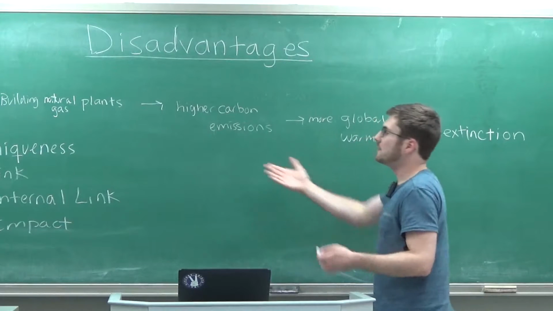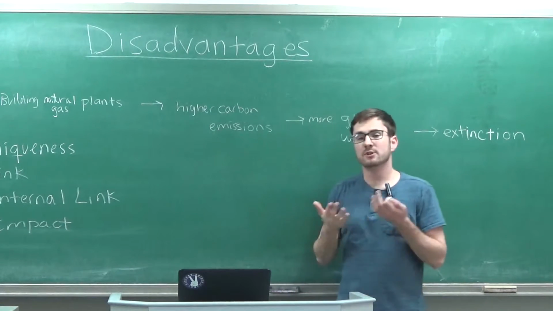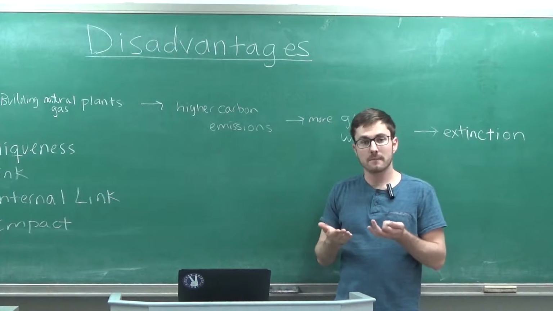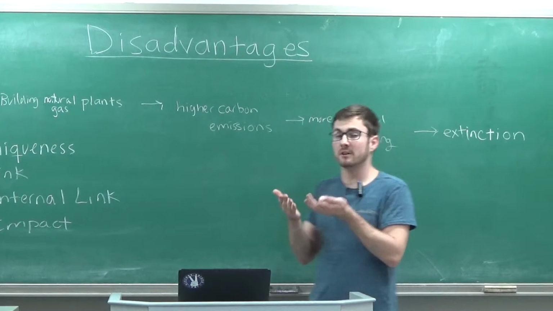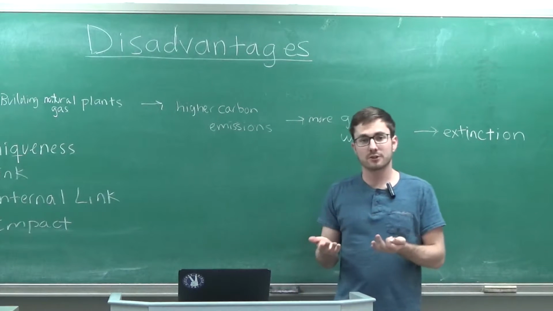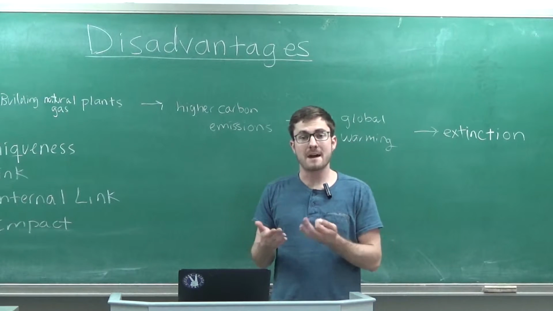So when we say that building natural gas plants leads to higher carbon emissions, we're assuming that carbon emissions right now aren't super high already. Because if carbon emissions were really high, and that led to a slightly higher level of carbon emissions, it wouldn't matter as much. Whereas if carbon emissions are pretty low, and we significantly increase them, that matters a lot.